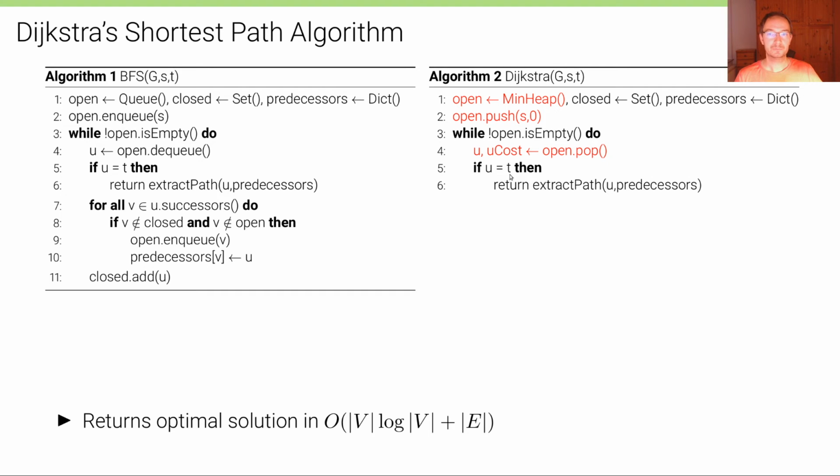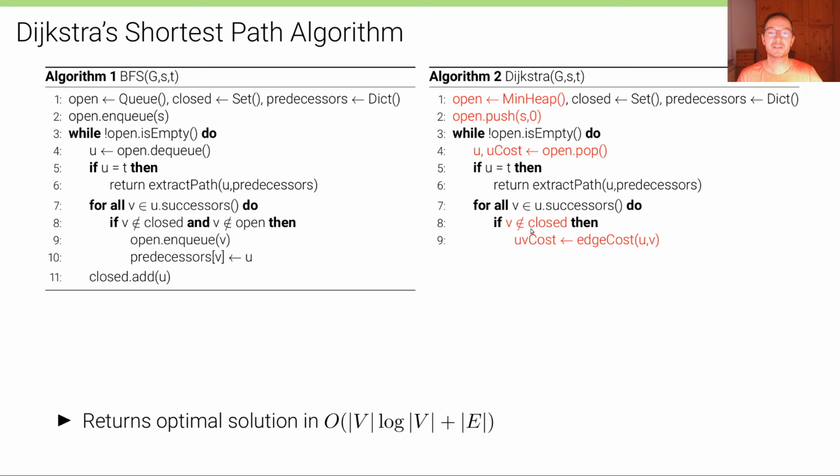If u is already the sink, then we return the extracted path as before. But of course, this is not going to happen in the first iteration typically, because otherwise the source must be equal to the sink. So we're in this case normally in the beginning. For all successors, we do the following.